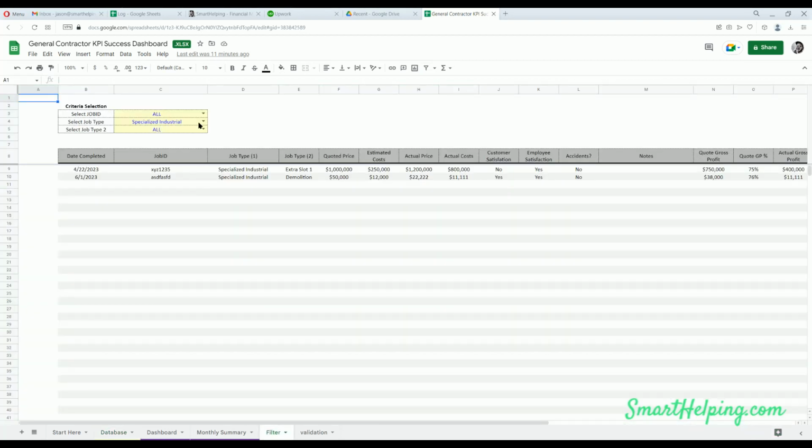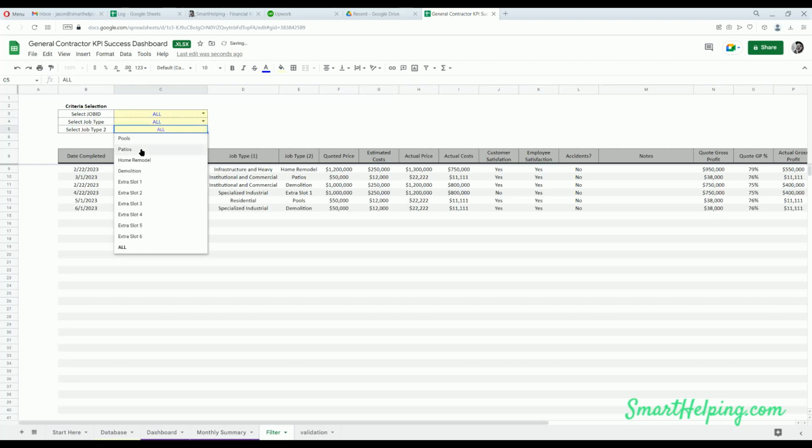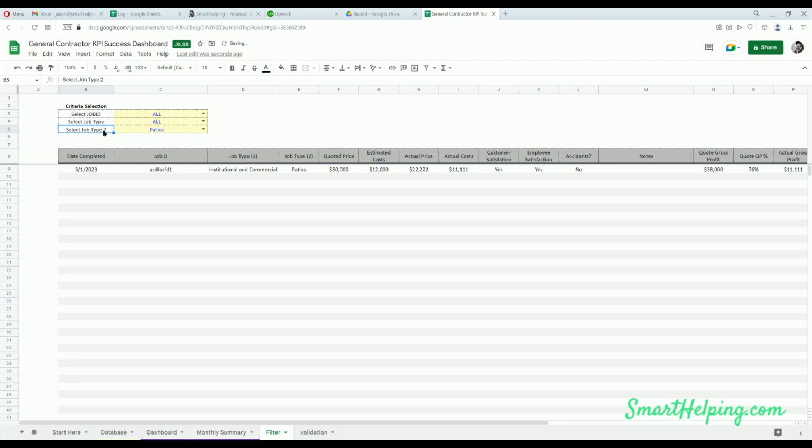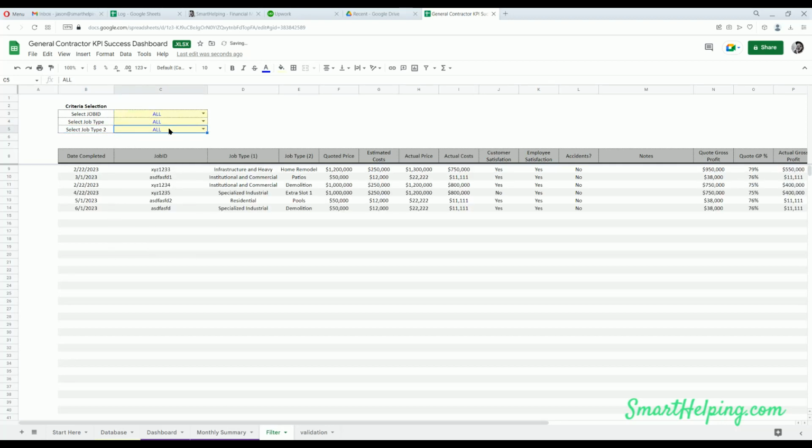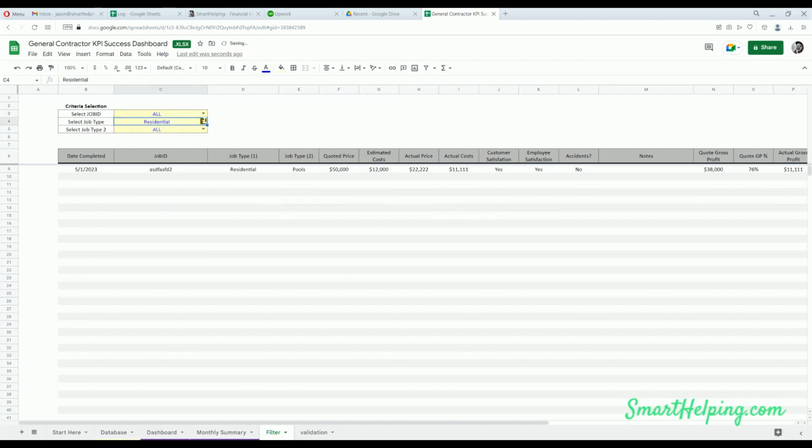So this, you can filter, you can look at a certain job ID, you can look at all job IDs, you can look at a certain job type or all job types, and then you could look at a certain selection of job type too. So you've got 3 criteria. Each of them has the option to select all, or you could do a slicer and just show only a certain job type with the other filters.